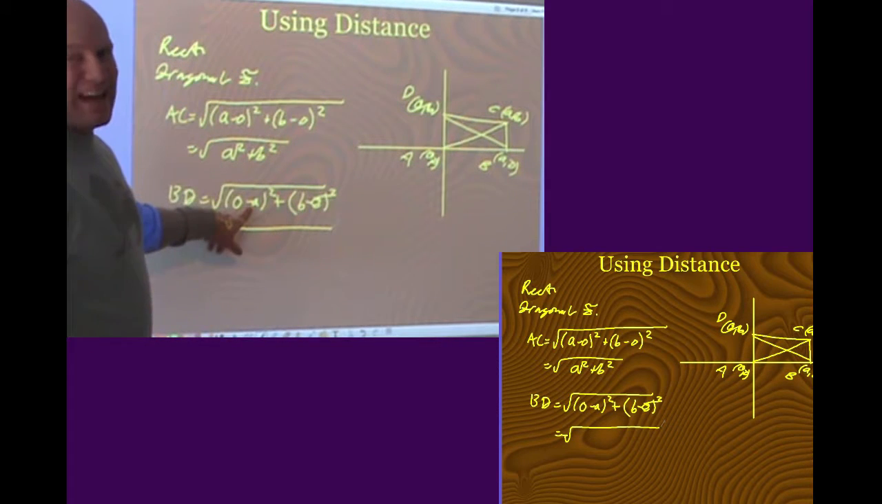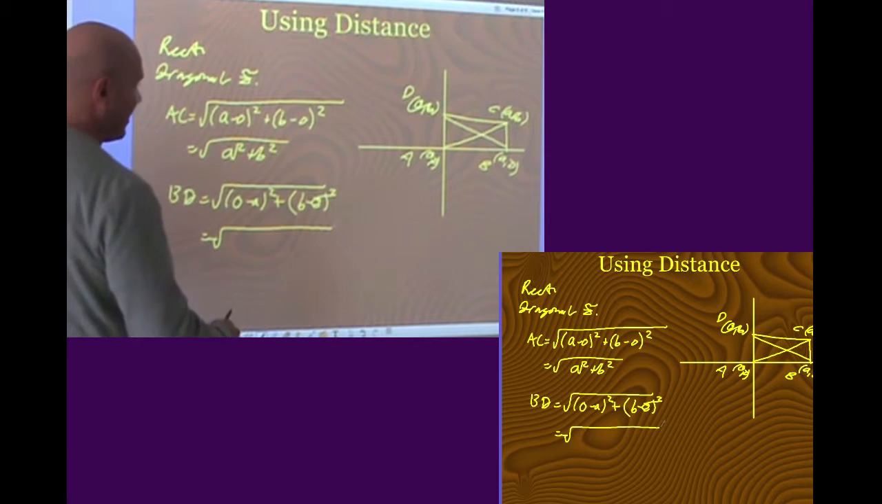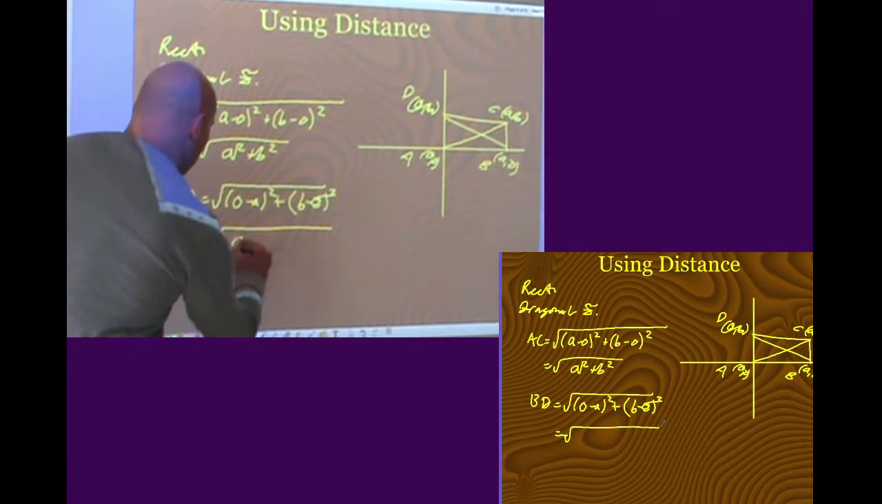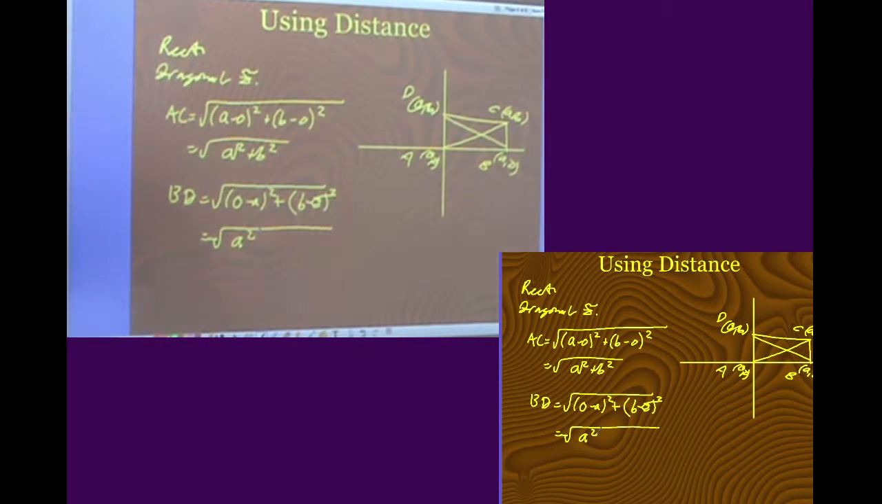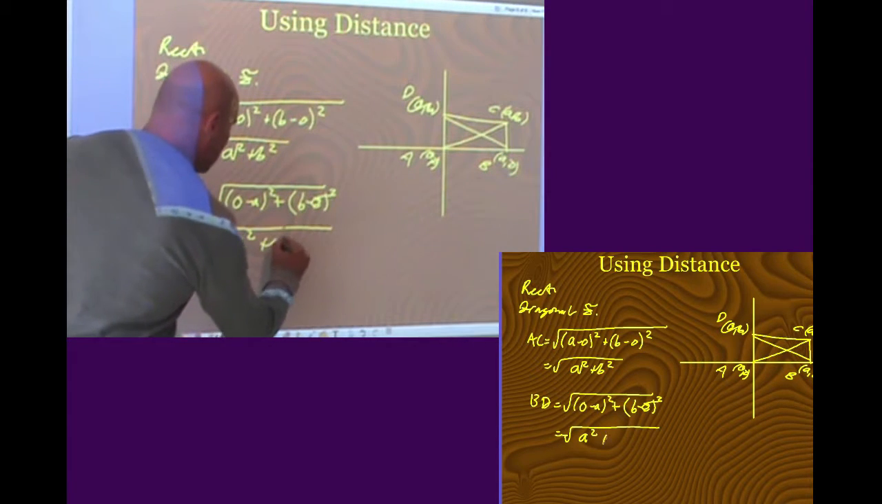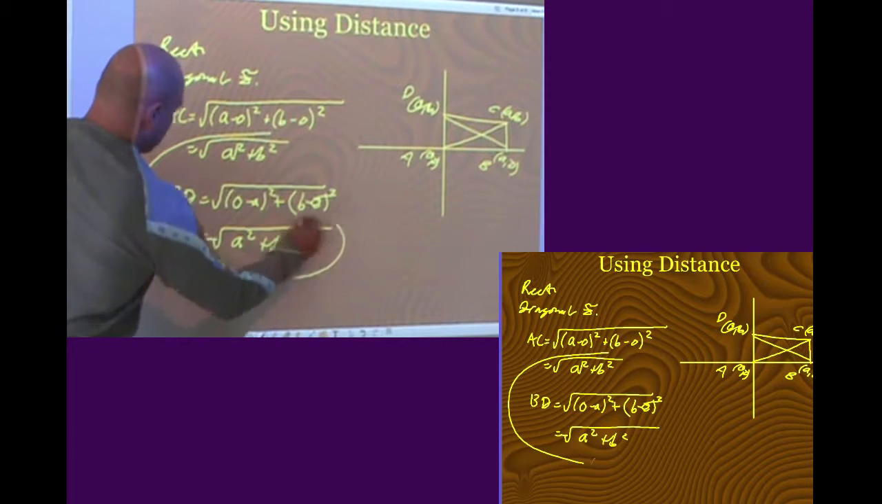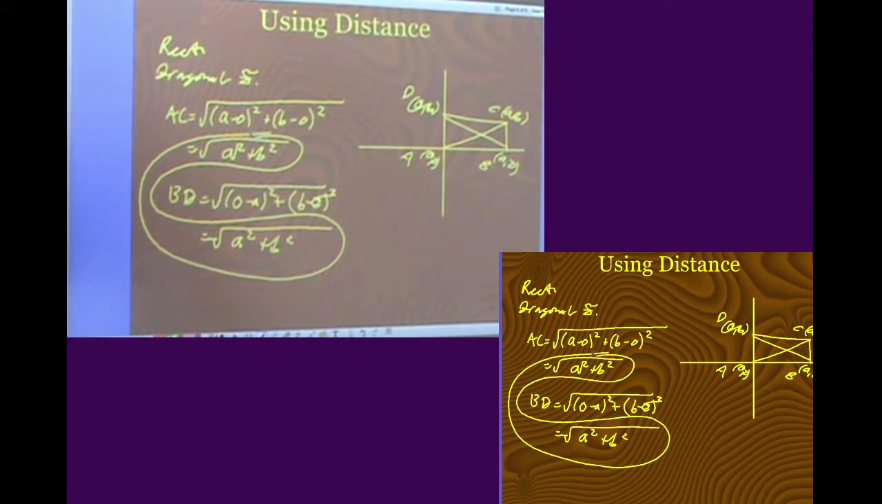0 minus A is the opposite of A. The opposite of A times the opposite of A, which is what squaring means, gets rid of the negative and turns it into A squared. B minus 0 is B. B squared is B squared. Look, there's a match. So segment AC's distance is the same as segment BC's distance, so the diagonals have to be the same length.